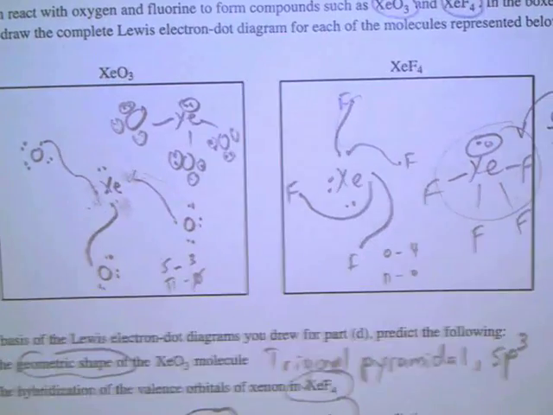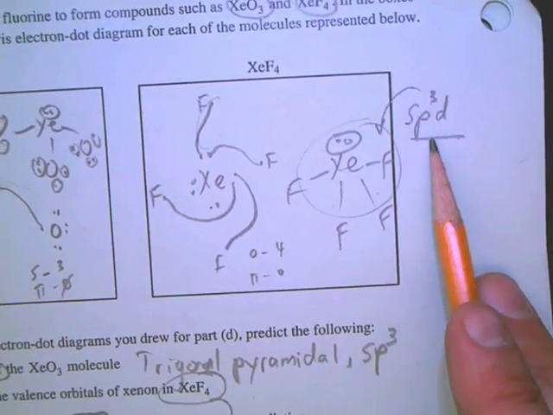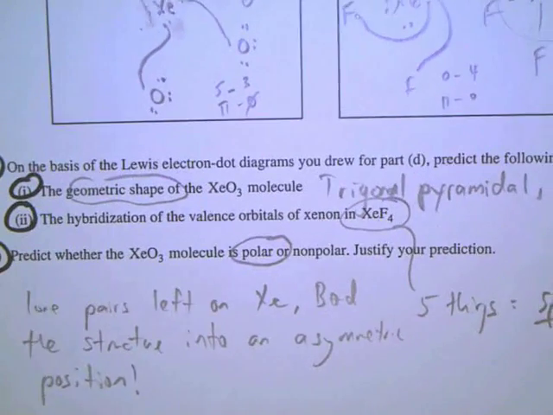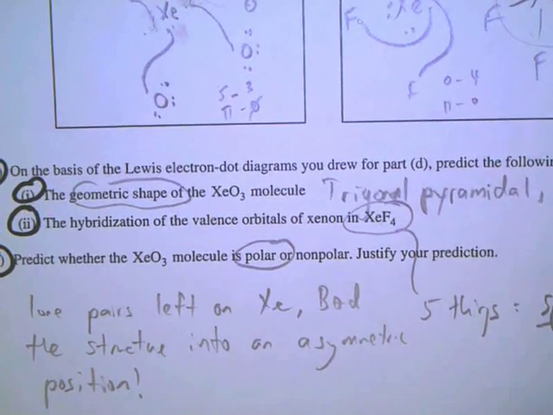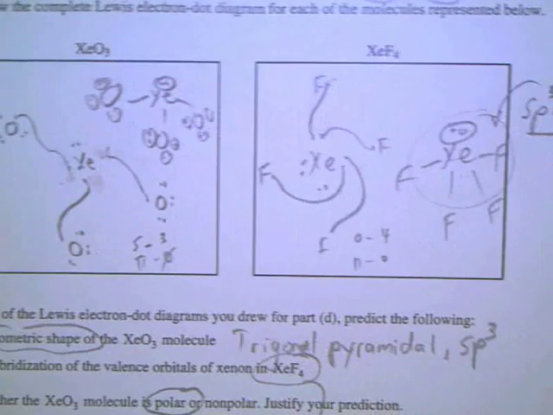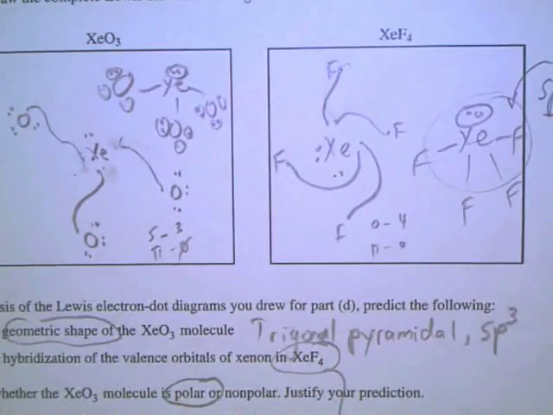The hybridization of XeF4 was sp3d. We know that because there were 5 regions of electron density around Xe. 4 of them were atoms. 1 of them was a lone pair. And XeO3 is going to be polar because the lone pair is on top of the Xe here, bending it into an asymmetric conformation. Actually, XeF4 is going to end up being polar as well.